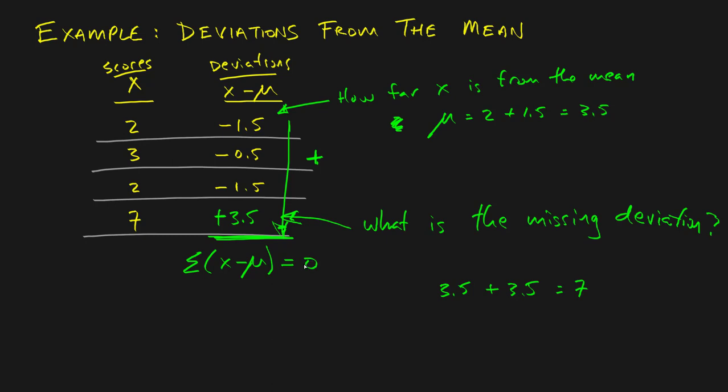I think the easiest way to do this is to remember that as long as you're missing only one of the values, you can work out what's missing because it has to add up to 0. The sum of your deviations always adds to 0.